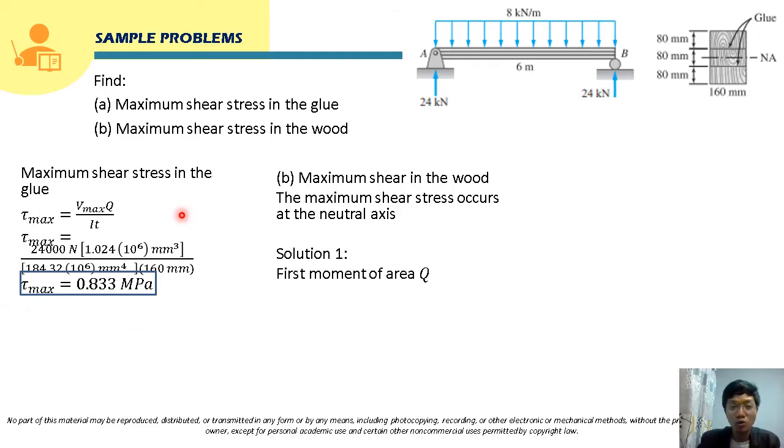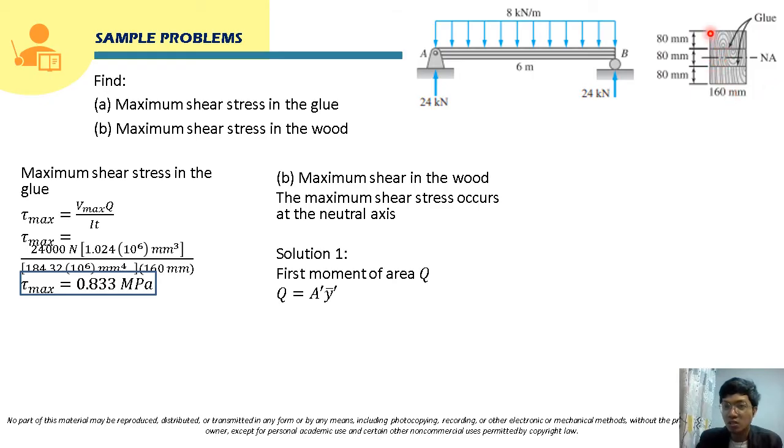So, for the usual way of solving, which is VQ over IT, again, class, only the Q will change. So, let's solve the first moment of area Q. The point we are considering is at the neutral axis, so therefore, class, our A1 will be the area above or below. Whichever you use, above or below, it's the same because it's symmetrical.